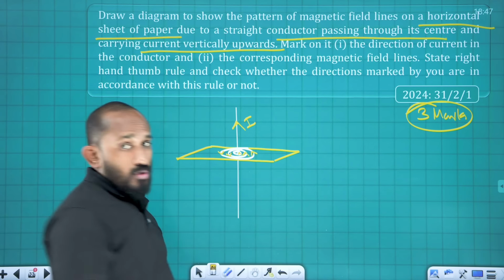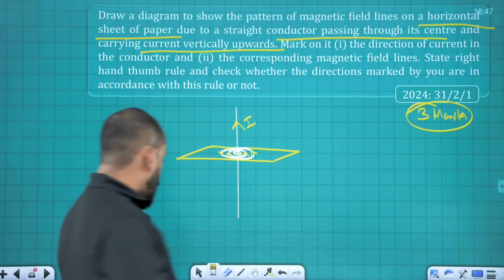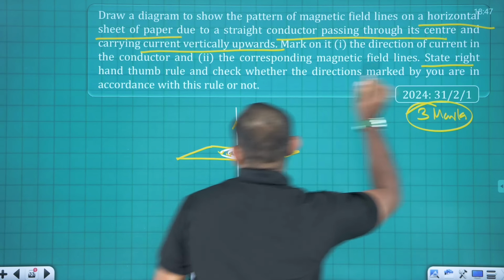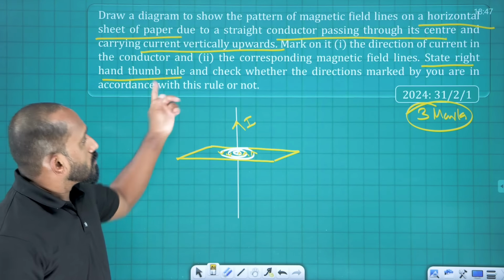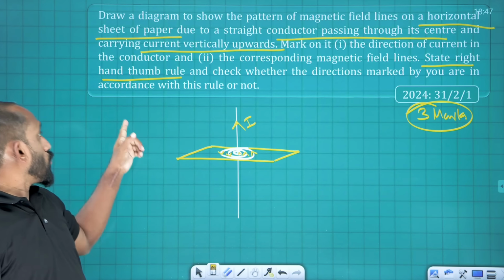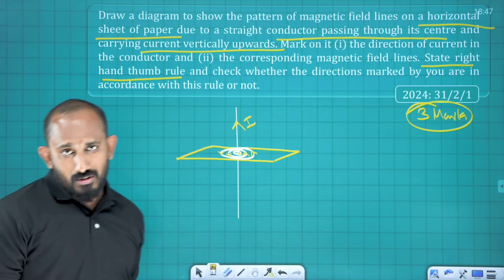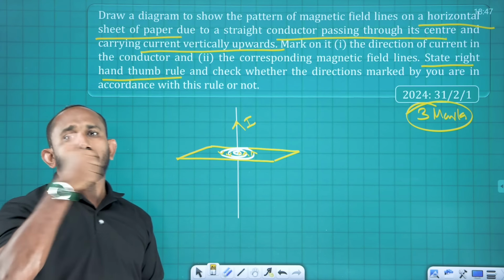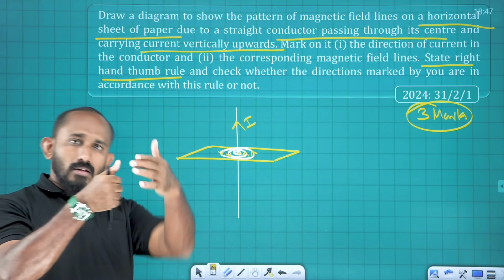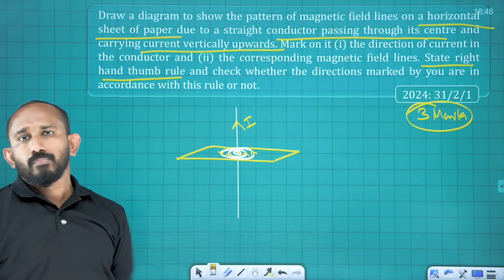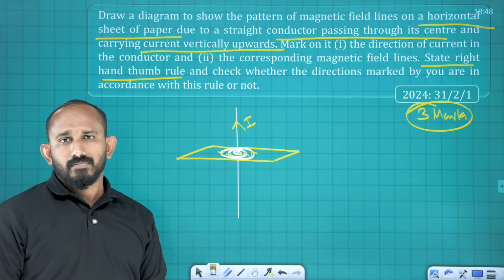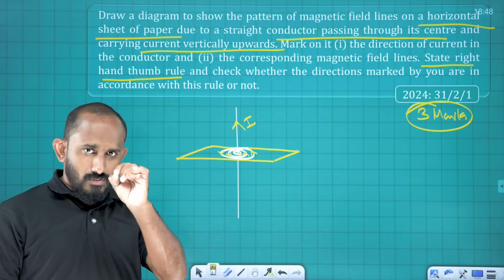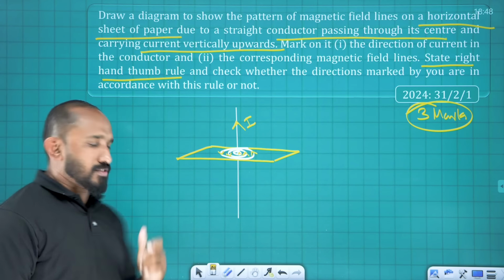state right hand thumb rule. So you have to give the statement also. Very important, right? The statement should be given, what we just mentioned previously. Check whether the direction marked by you is in accordance with the rule or not. So you have to say that the field is in concentric circle form and centered at this conductor. Hope you got it. It's a 3-mark question. Practice the figure well. Next question, let's check.